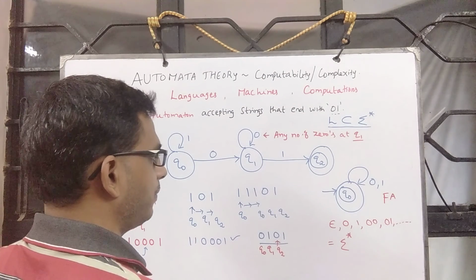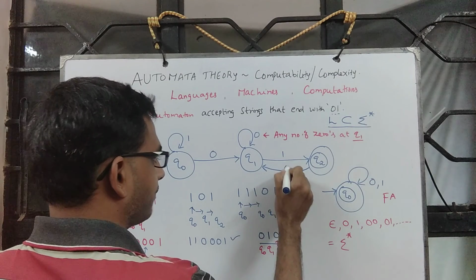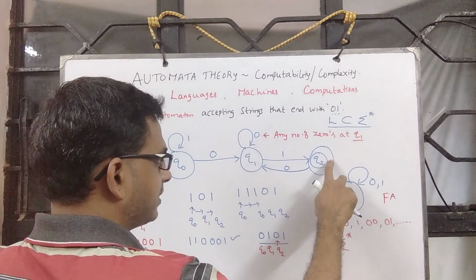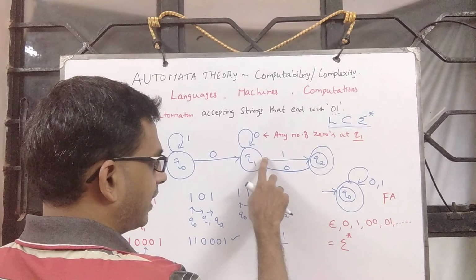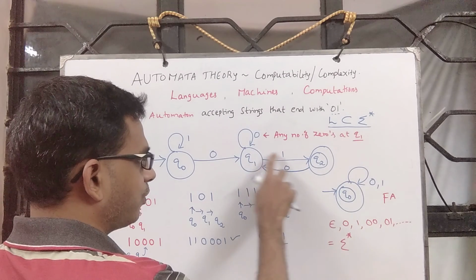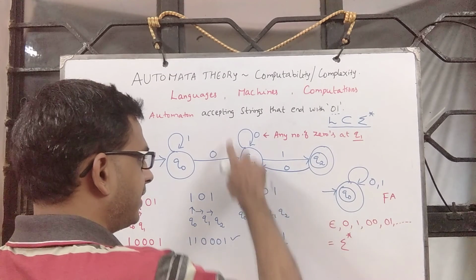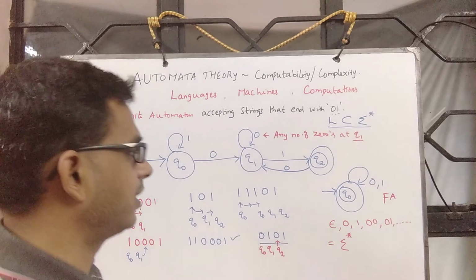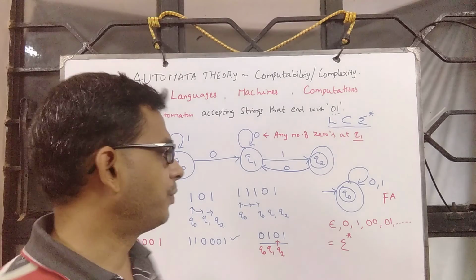Supposing I see a 0, what I do, I come back to Q1. The reason is the following. At this place, when you read a 0, I come here, so that you read another 1 to reach Q2. That will ensure 0 followed by 1 meeting this constraint, or 0 followed by some more zeros then 1. So both ensure that the string ends with 0, 1.